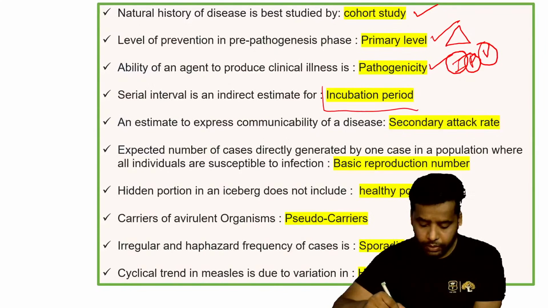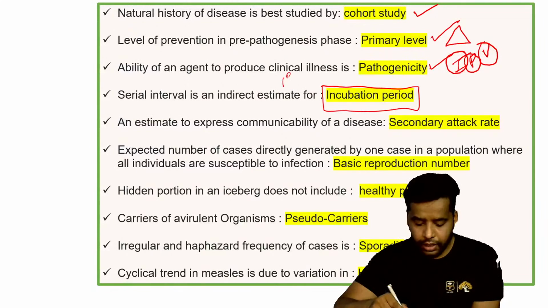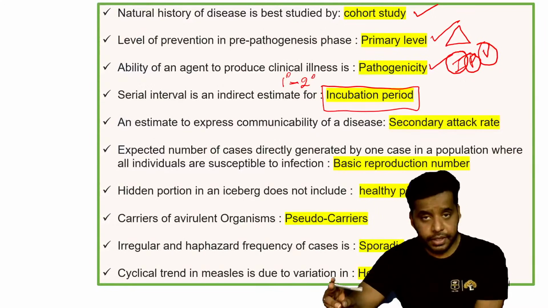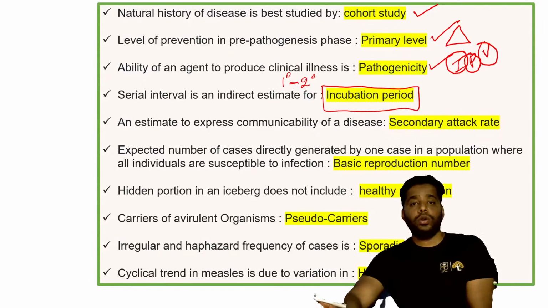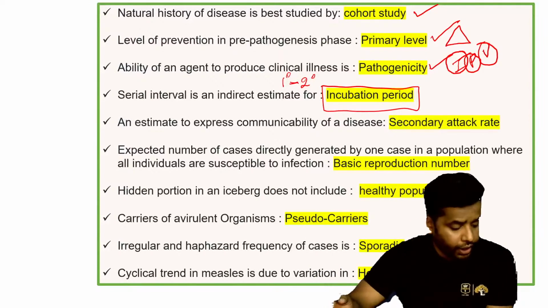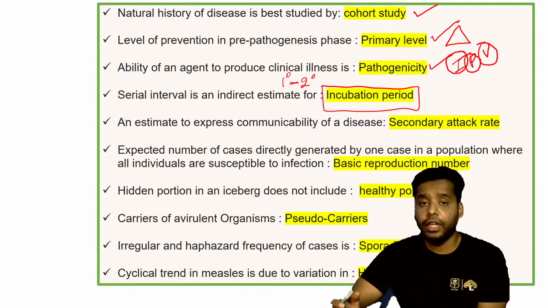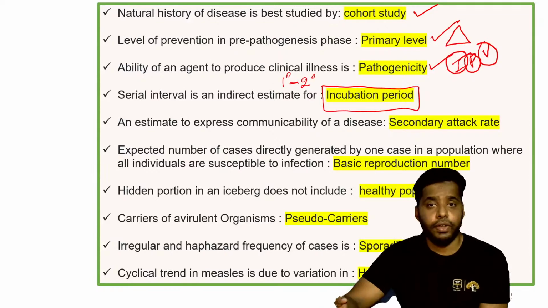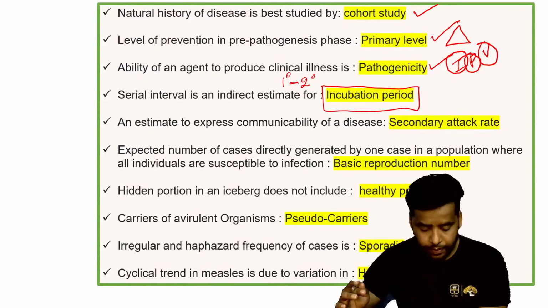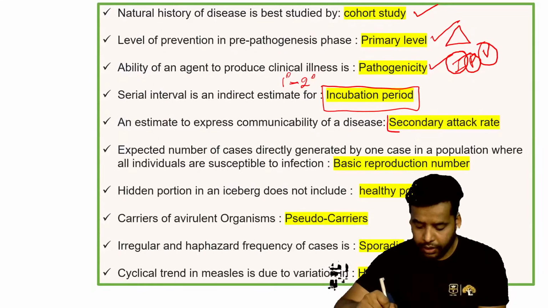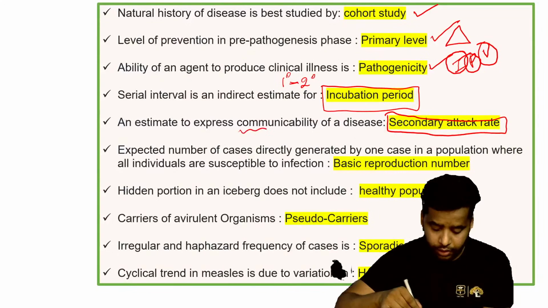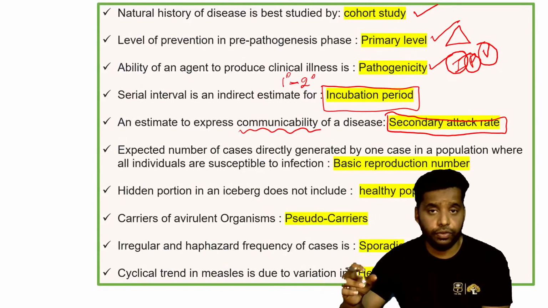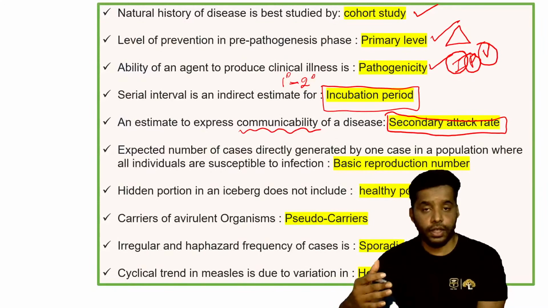Serial interval means the gap between primary case and secondary case. That gap is nothing but the incubation period of that disease. If I want to know the incubation period, you have to take the average of serial intervals. This is the question: how to know the incubation period of a disease? Take the average of serial intervals. An estimate to express communicability of a disease within the family, closed contacts: if I want to check communicability, we use the secondary attack rate of that disease. How communicable within the closed group.